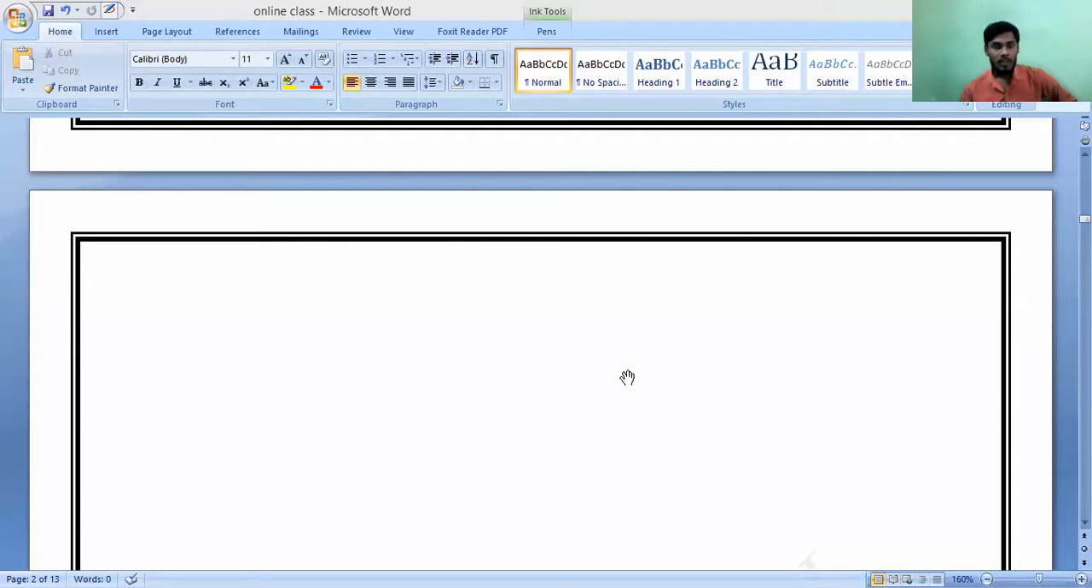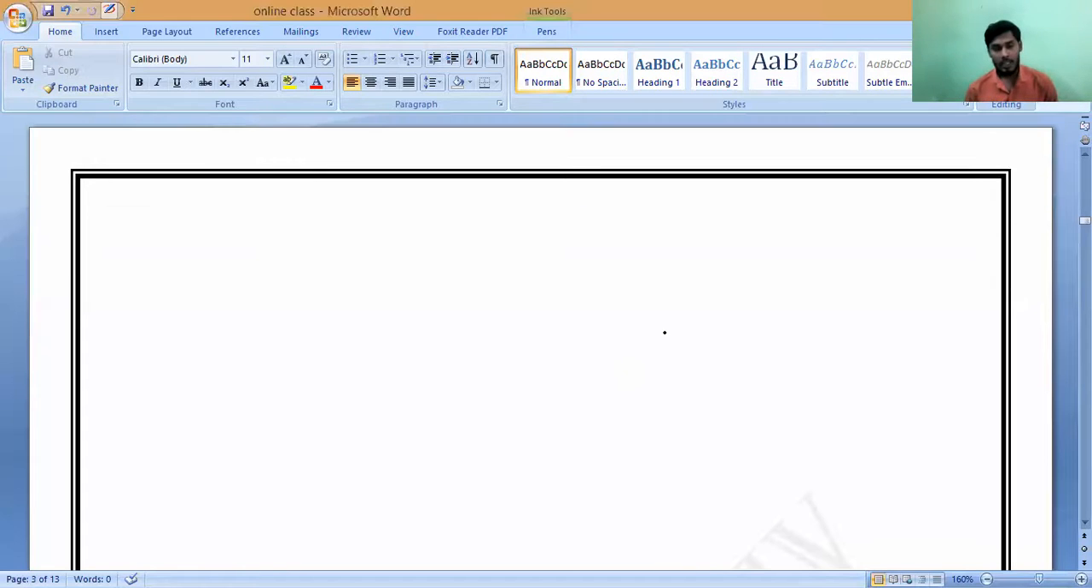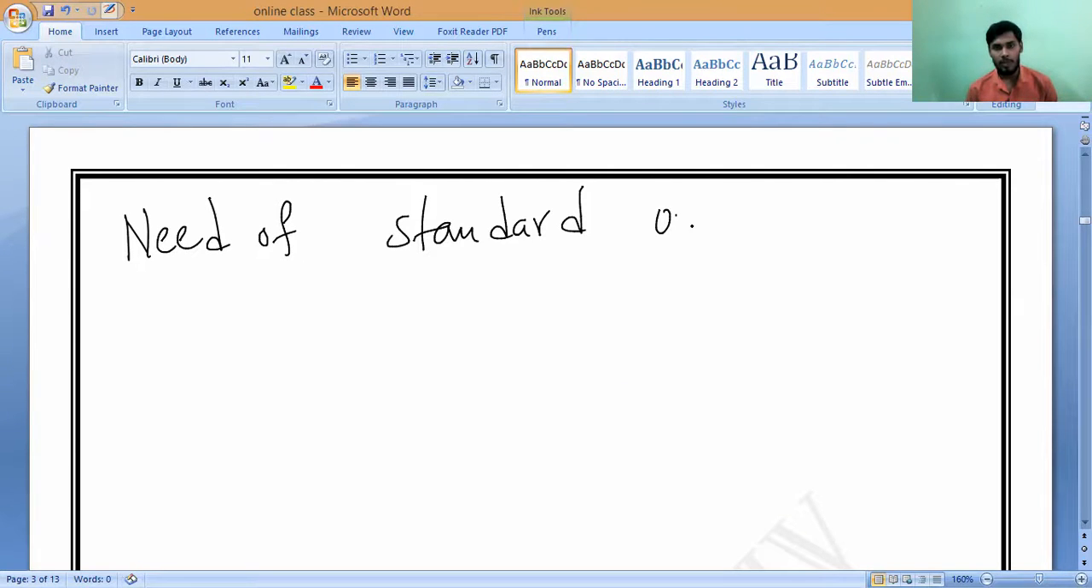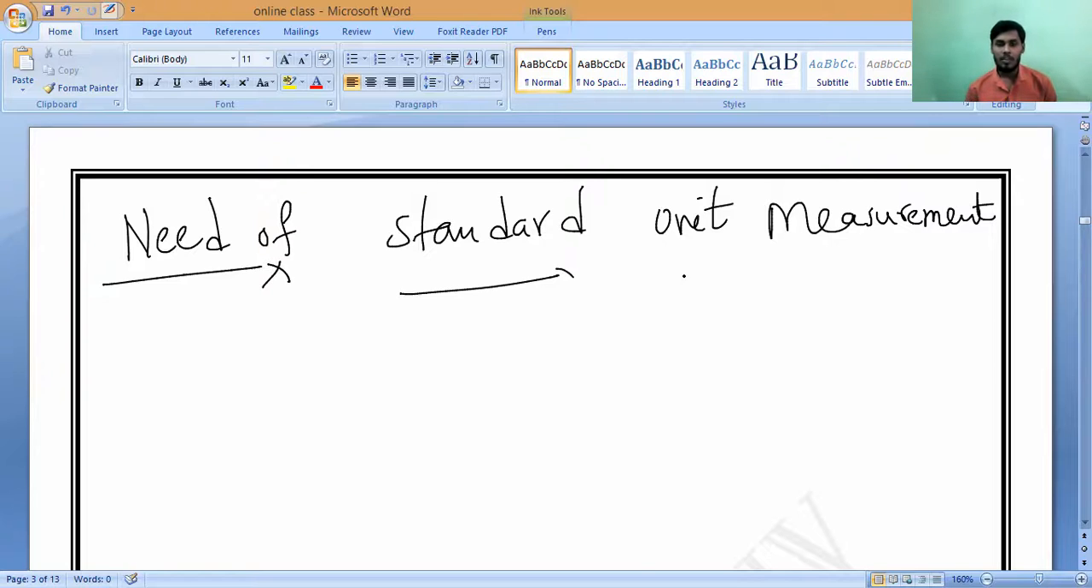Understand? So let us start with the need of standard unit of measurement. Why do we need a standard unit? Can anybody say? In olden days, people used to measure with the help of hand span, one foot or legs, like that they used to measure. Is it yes or no?